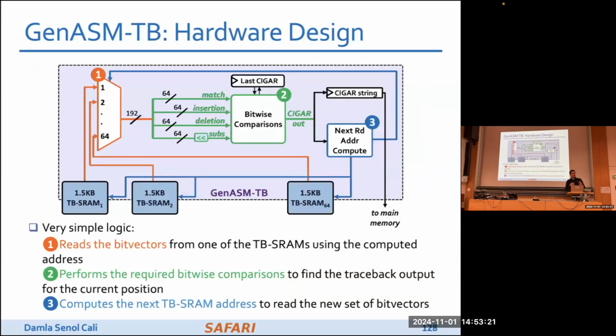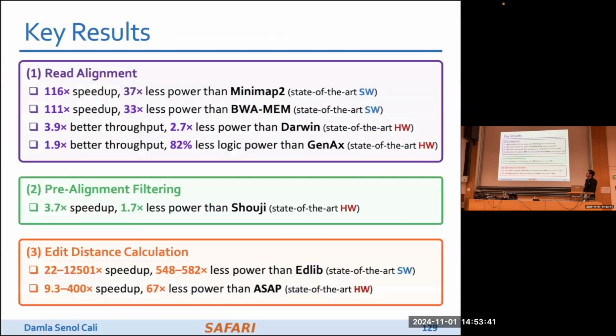So further, once we generate all our bit vectors to identify the minimum edit distance, we then iterate on these vectors quickly so that we identify the optimal alignment operations, again using some simple logic here. So this is the TB part in GNASM.